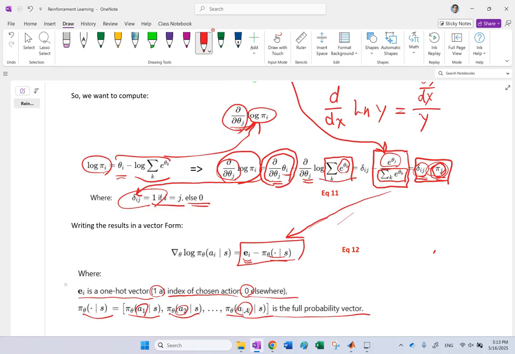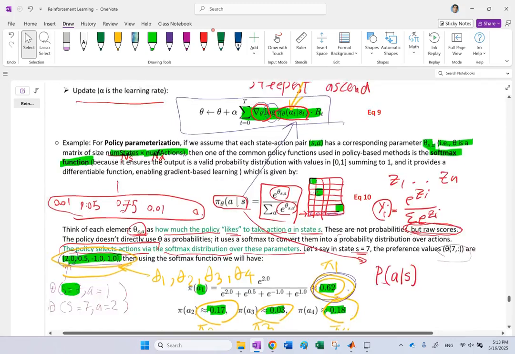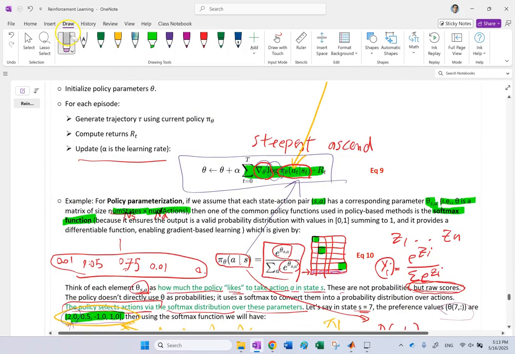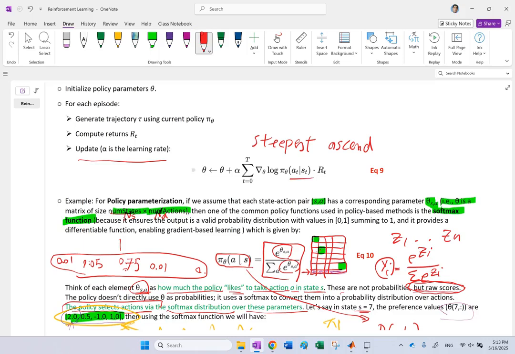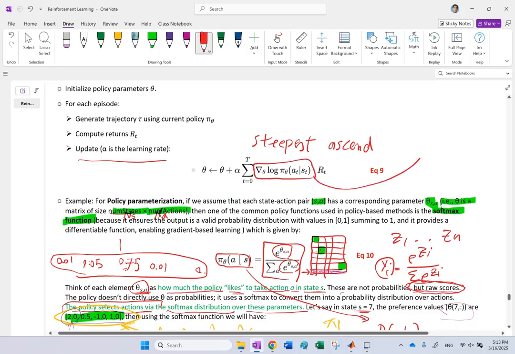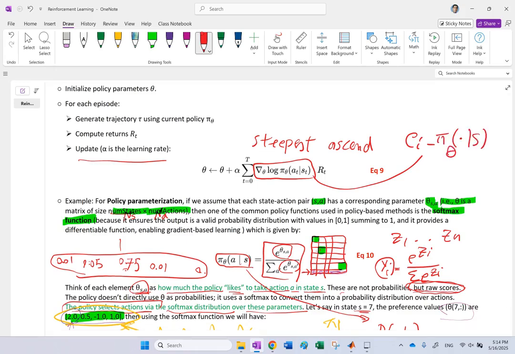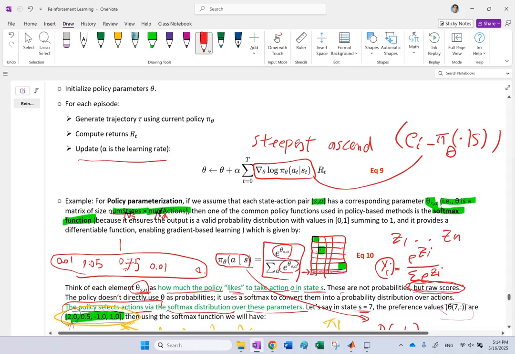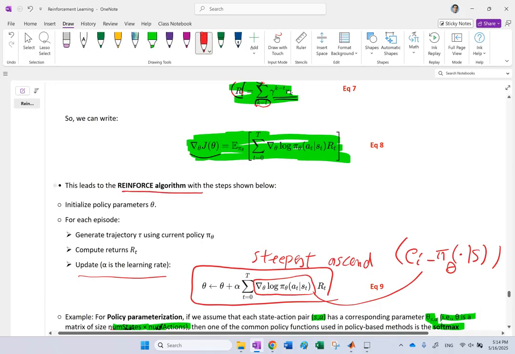So if you use the policy function, then that is the gradient that you needed in your update equation here. This term that was the ambiguous one, this guy here, it is EI minus that pi of dot given S under theta. And if you plug that one in, guess what? The final update rule that you will get is actually your REINFORCE algorithm.